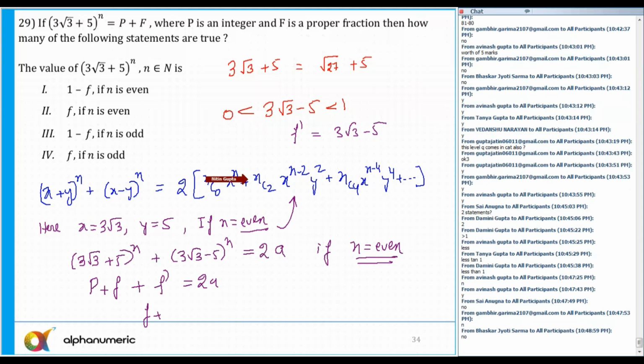So from here I'll get f plus f dash equal to 2a minus p. And what is the value of f plus f dash? It has to be an integer. Now we know f lies in the range 0 to 1, and f dash also lies in the range 0 to 1, so f plus f dash will lie in the range 0 to 2. So what is the value of f plus f dash? It is equal to 1. Any doubts to anyone now? Please tell me.